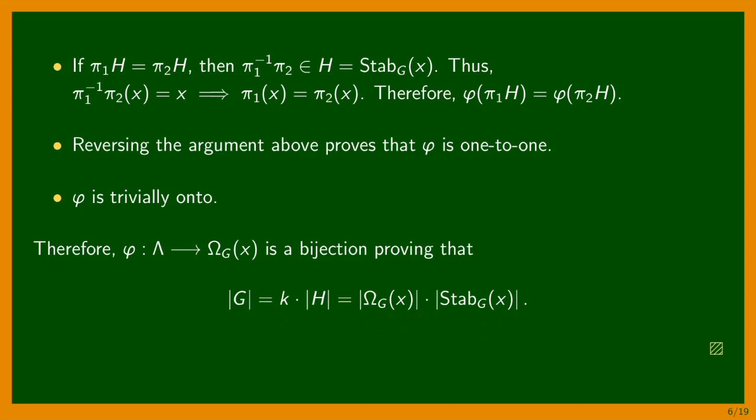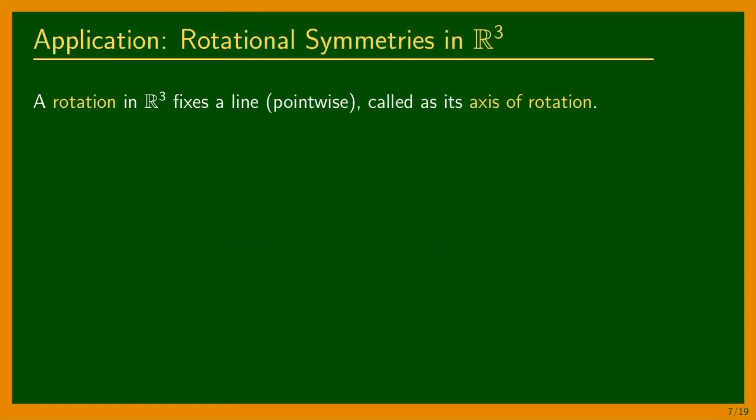Now, of course, we do not just stop there. The orbit stabilizer theorem is one of the most powerful tools in abstract algebra, as it is a good tool for counting objects, as you will see in the next few slides. Here we're going to talk about rotational symmetries in the three-dimensional space.